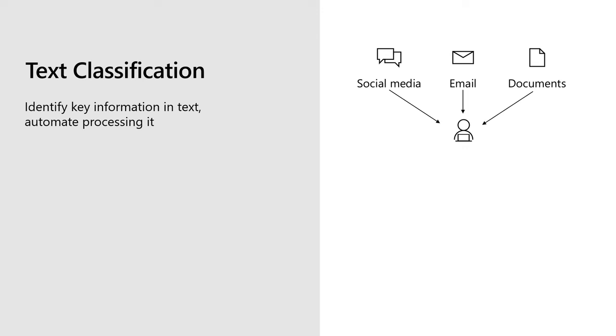Another common scenario is you're receiving a lot of text. Sorry, another question? That's correct. The form processing really needs one model for one specific document. So if you have 3 or 4 different kinds of documents, you will need to build 3 or 4 models.